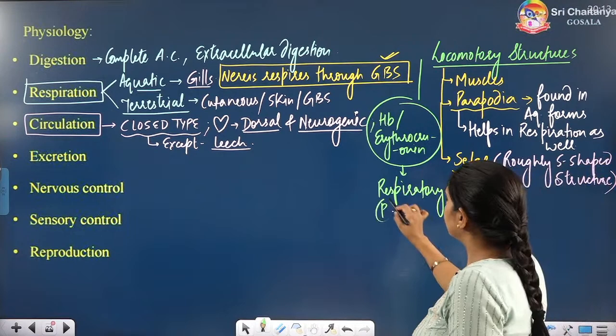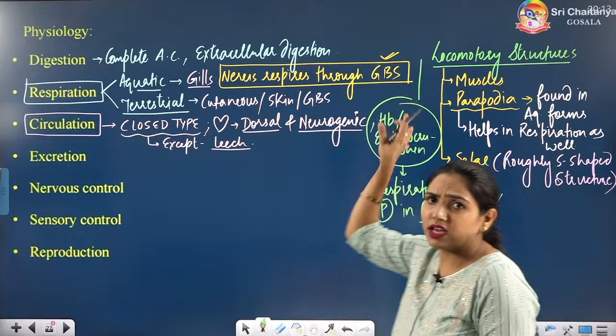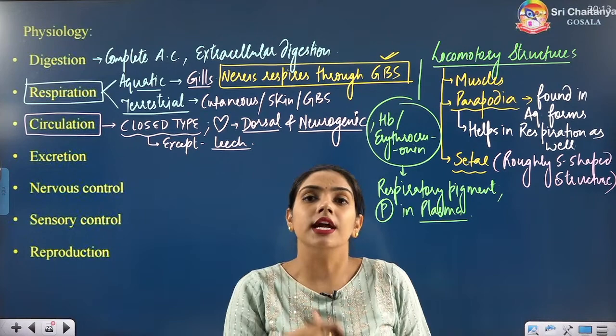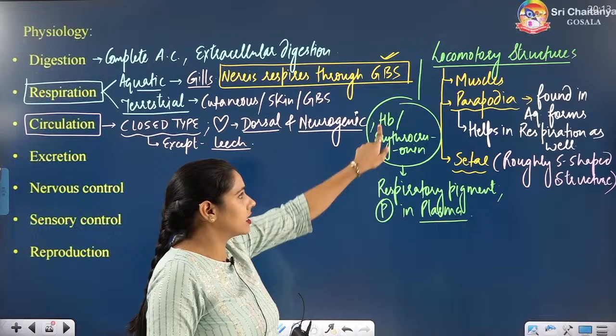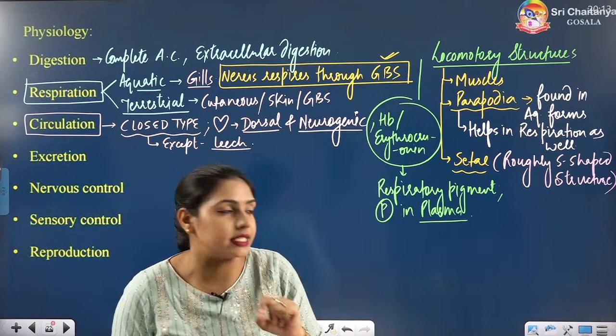In our body also hemoglobin is present. Why are we calling it hemoglobin? Because it is also red in color, but the structure of hemoglobin in them will be different from our hemoglobin. Obviously we are chordates, they are non-chordates, they are lower animals, right? But the difference is here the hemoglobin is present in plasma. In our body hemoglobin is present in RBCs, red blood cells.